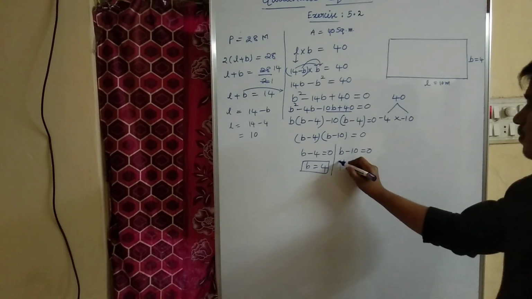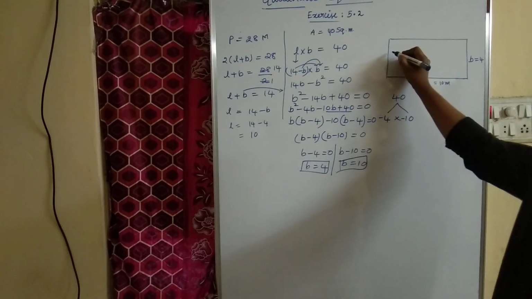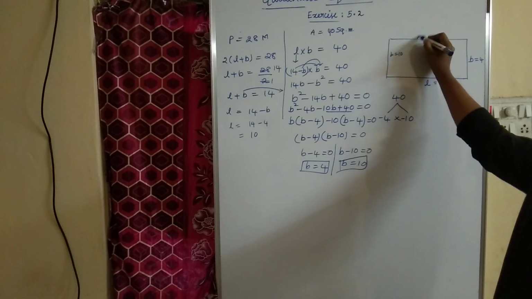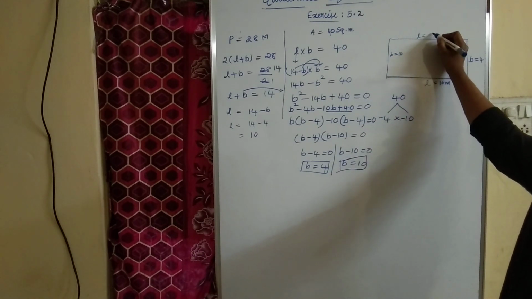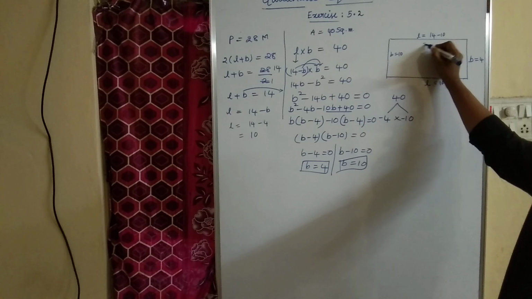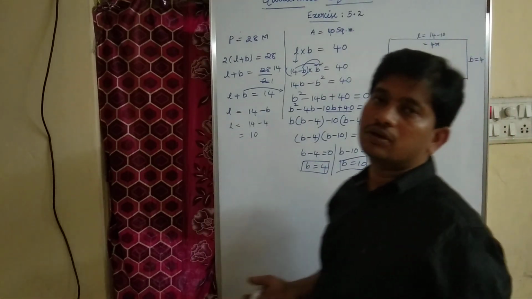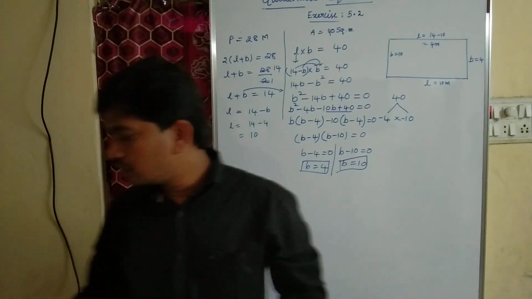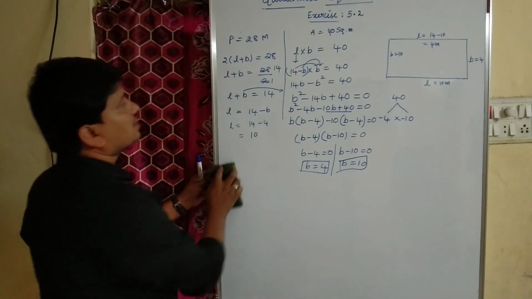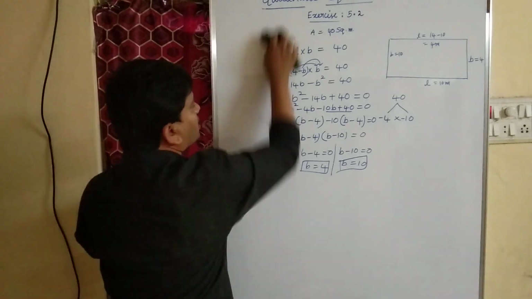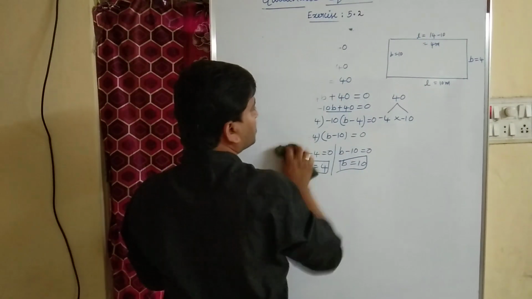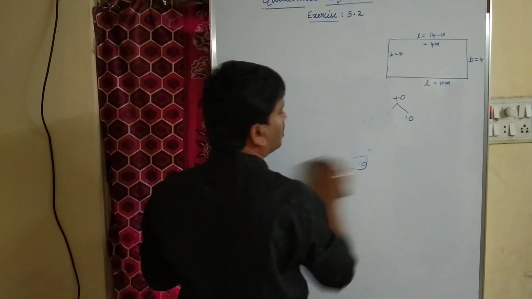We can also take B equal to 10. Suppose if you take B equal to 10, what about the length? Length will be 14 minus 10, which is equal to 4 meters. So possible dimensions are what? 10 meters and 4 meters. They are the dimensions of a rectangle. Okay children, this type of questions are also important.